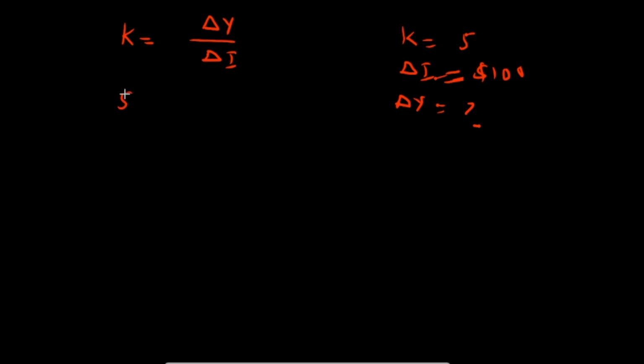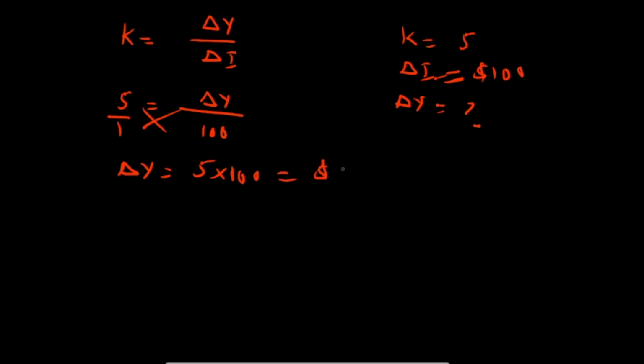If we put these values into this formula, the value of multiplier is 5. We will put 5 here, and then the change in investment is $100. Mathematically we can cross multiply these values. So change in income will be equal to 5 into 100, which is equal to $500. So it means a $100 increase in investment led to a $500 increase in national income. This is basically the basic concept of multiplier.